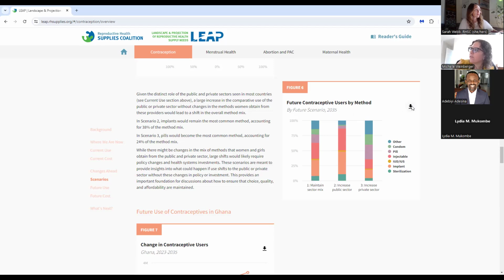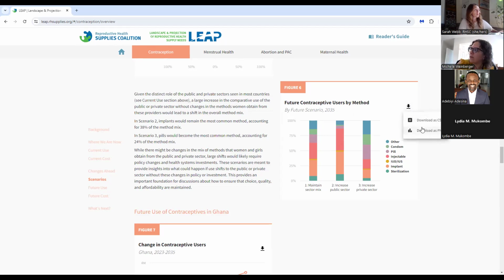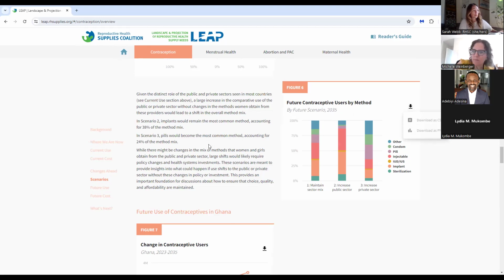And again, all of these graphs can be downloaded either as an image or as a CSV, which gives you a little Excel file with the data. And again, all of the text is updated to give that narrative of what is happening in the graphs.